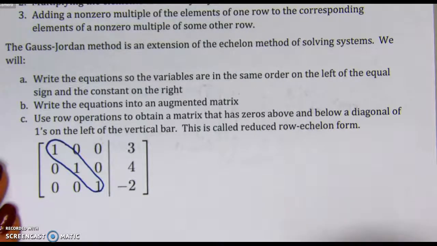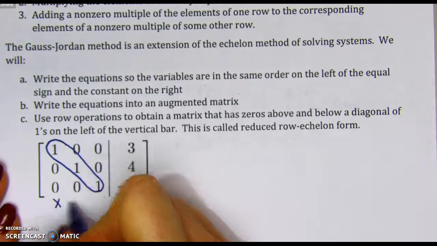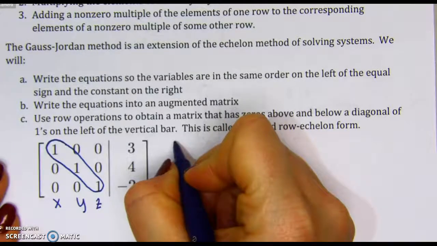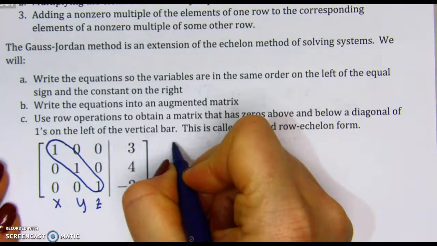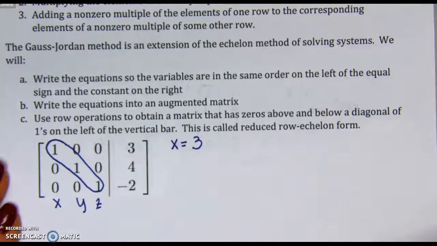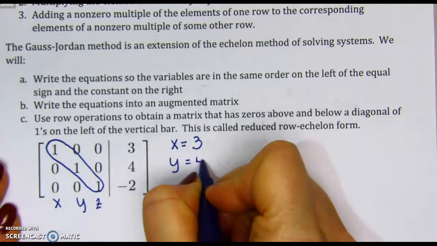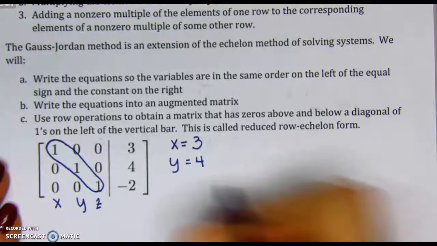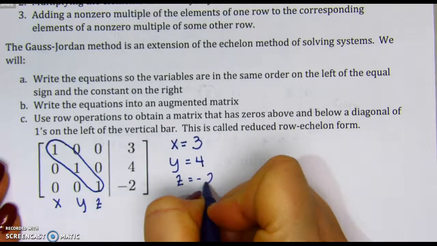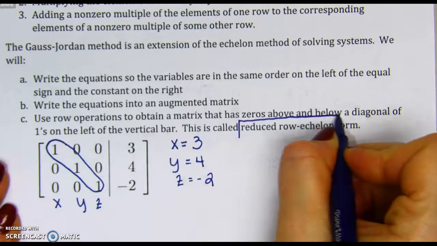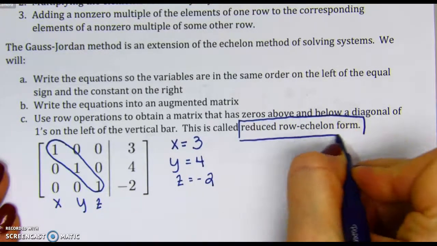This would then correspond to a solution. Notice that this is our x, y, and z. So here we would see that since I only have one x, 0 y's, and 0 z's, I would say that x is equal to 3. And the second, I have 0 x's, 1 y, and 0 z's. So here I'd say y is equal to 4. In the bottom, I've got 0 x's plus 0 y's plus 1 z, so z equals negative 2. So once we get it into reduced row echelon form, we're able to easily pull the solutions straight from that matrix.